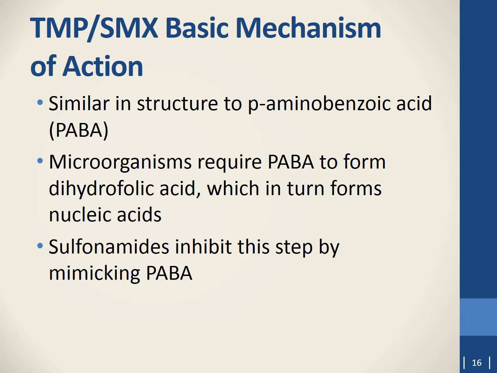So to discuss the basic mechanism of action of this drug, it's based on a structural similarity to para-aminobenzoic acid. And the microorganisms that this drug class targets require para-aminobenzoic acid to form dihydrofolic acid. Dihydrofolic acid is then used as a building block for the organism's nucleic acids. So what a sulfonamide does is essentially mimic para-aminobenzoic acid and trick the organism into recognizing it as such. So essentially it interrupts nucleic acid formation.